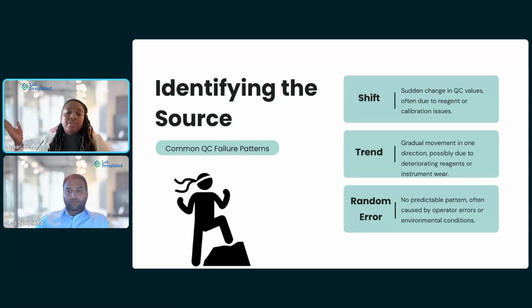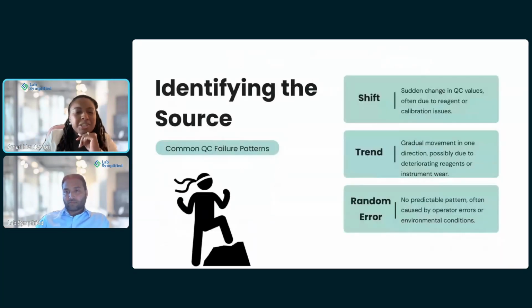Random error means there's no predictable pattern. It's often caused by operator errors or environmental conditions, maybe with your instrument, something like humidity over time. We'll talk further about these in later slides, but I wanted to introduce these QC patterns just so you can get an idea of what we're going to be talking about here.